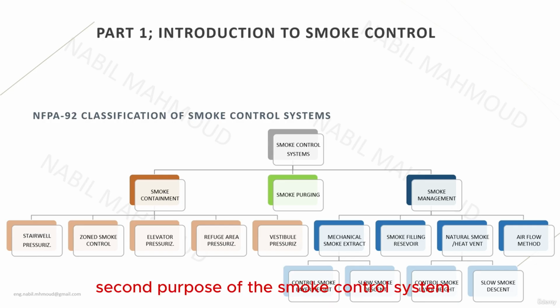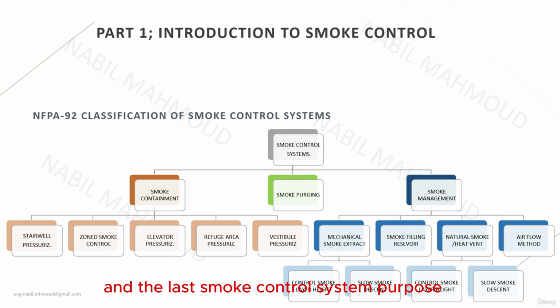The second purpose of the smoke control system, or the second operation mode, is the smoke purging mode, and this is usually done after the fire has been extinguished by applying a certain number of air changes to suck the smoke from the space and to clear any smoke residuals or combustion residuals from the building.